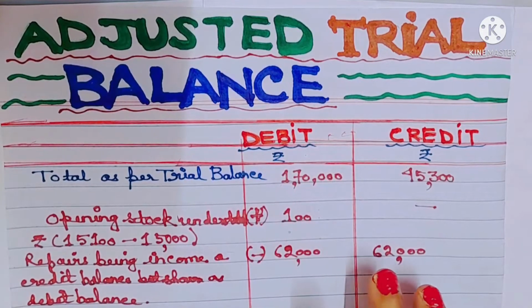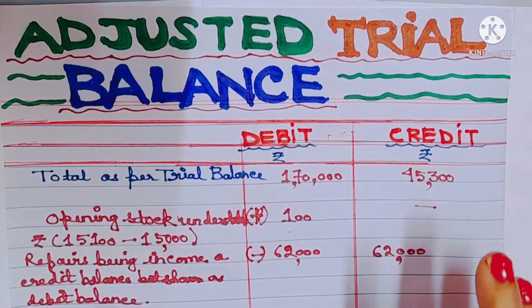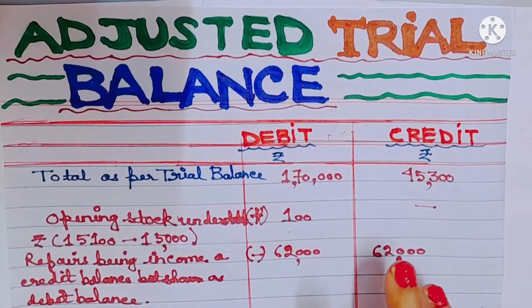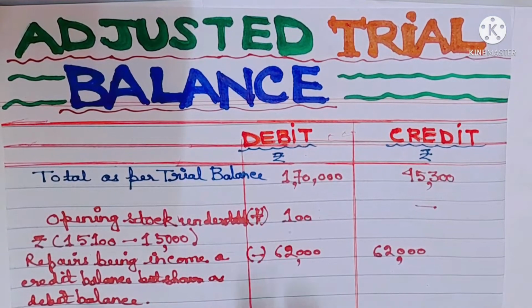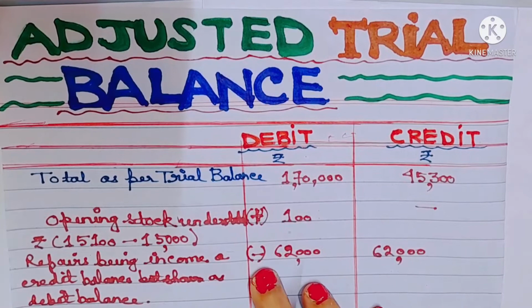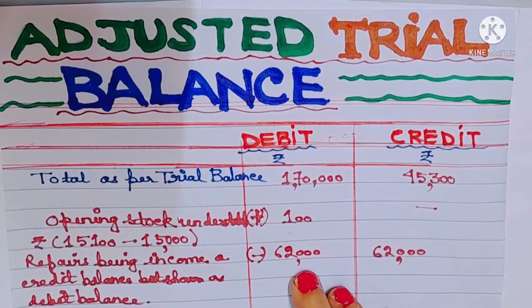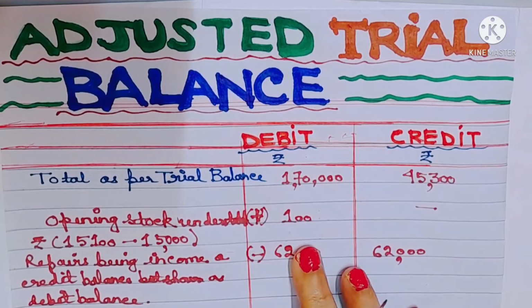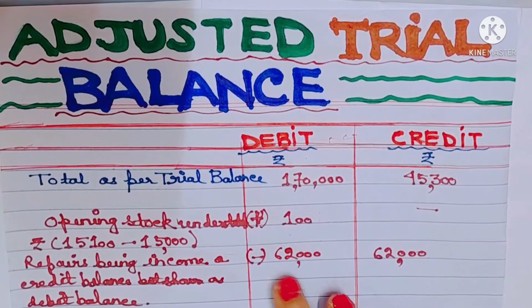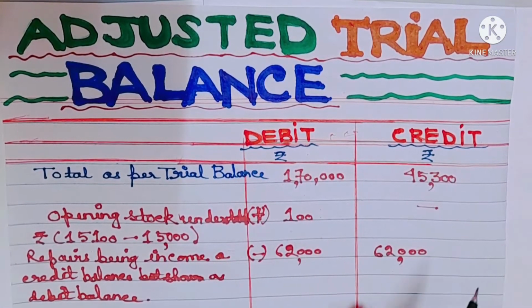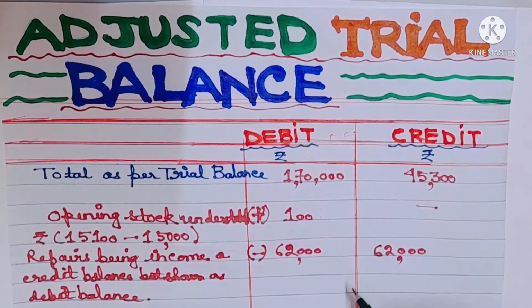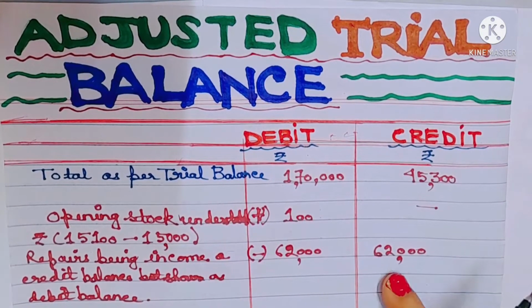Repairs should have been written in the credit column as plus 62,000, but they have written wrongly in the debit column as plus 62,000. So we have to cancel the repairs in the debit column. So that is the reason we have written minus 62,000. So plus 62,000 minus 62,000 becomes 0. So it is cancelled, it is offset. Now we have to record repairs correctly in the credit column as 62,000.